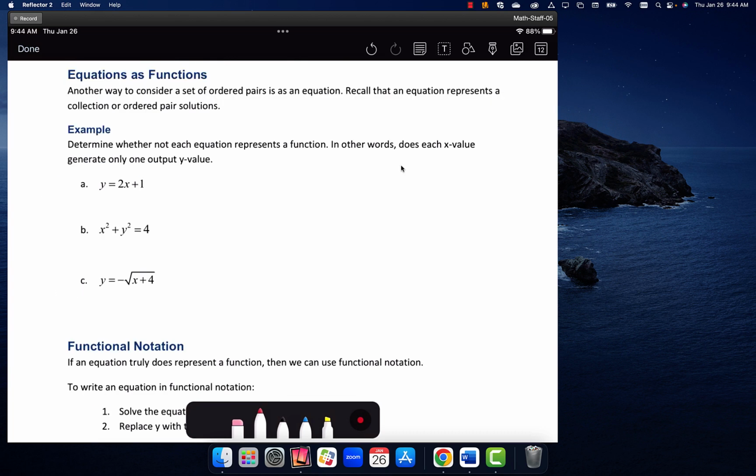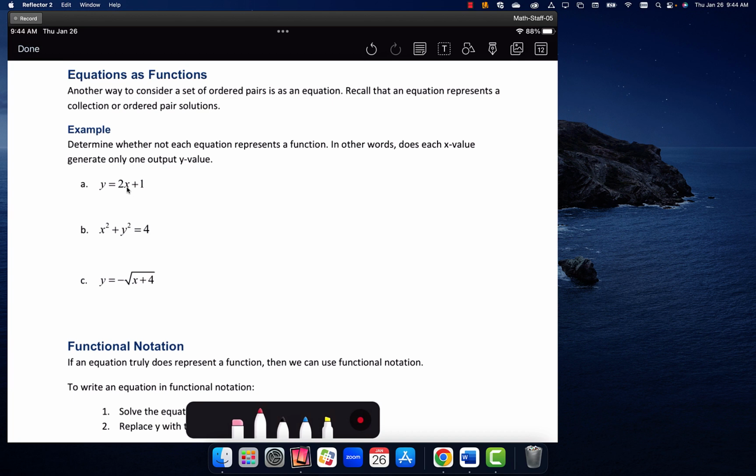Another way to consider a set of ordered pairs is an equation. Recall that an equation represents a collection of ordered pair solutions. Our goal here is to determine whether or not these equations are functions. So if you put in an x value, will you get more than one y value back? In this first example, pick any x value you can think of and plug it in and ask yourself, will you ever get more than one y value back?